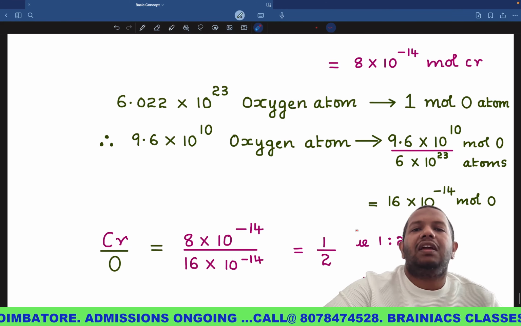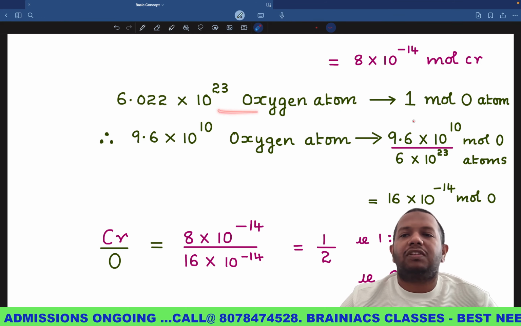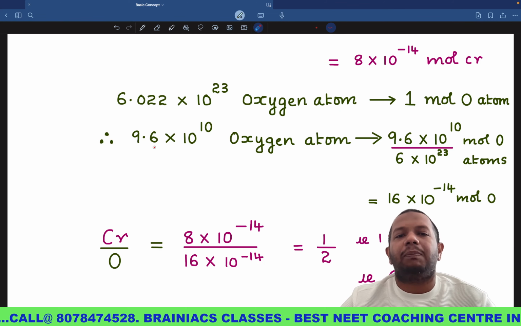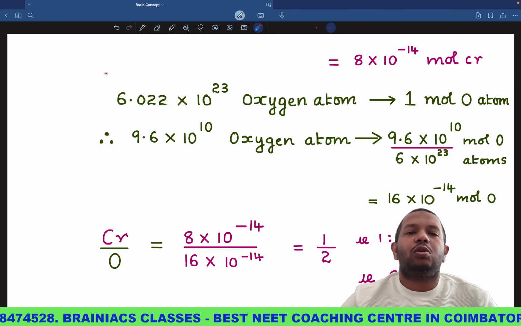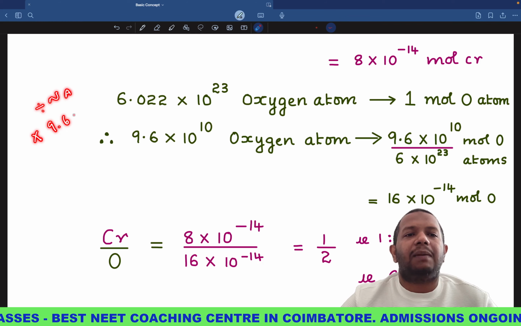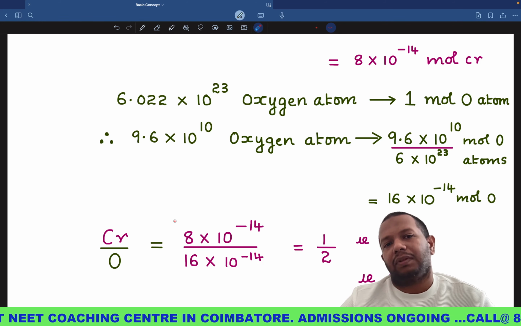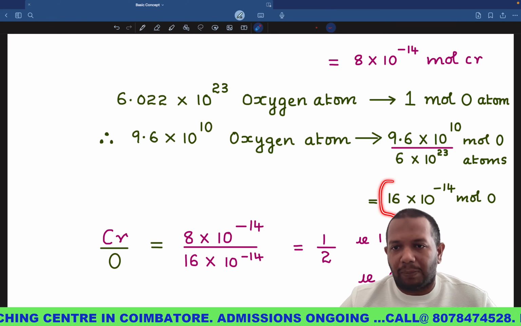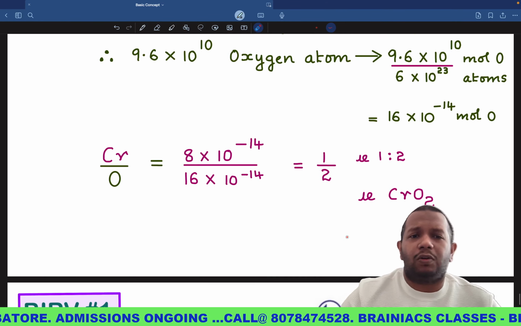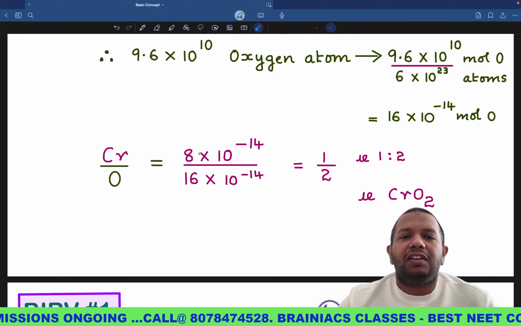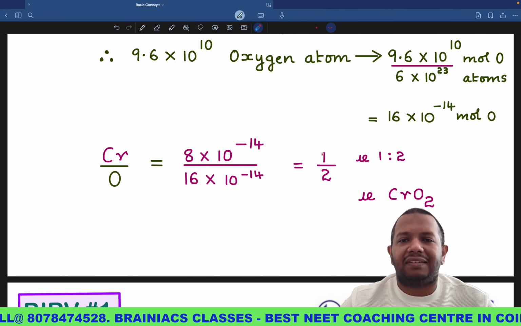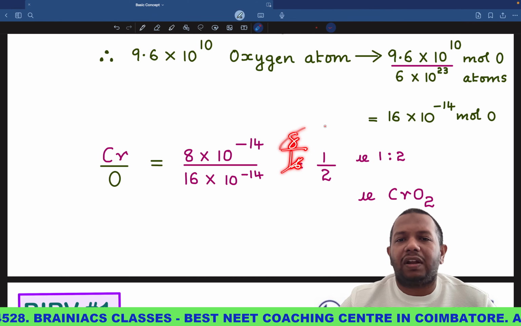Similarly, Avogadro number of oxygen atoms corresponds to 1 mole. You want to convert this to 9.6 into 10 power 10, which is the given value. How to do that? Divide by Na, then multiply by 9.6 into 10 power 10. So you will get the respective number of moles of oxygen also. Now you know the number of moles. Take the ratio: 8 into 10 power minus 14, 16 into 10 power minus 14. This will cancel. Then 8 by 16, you are getting 1:2.